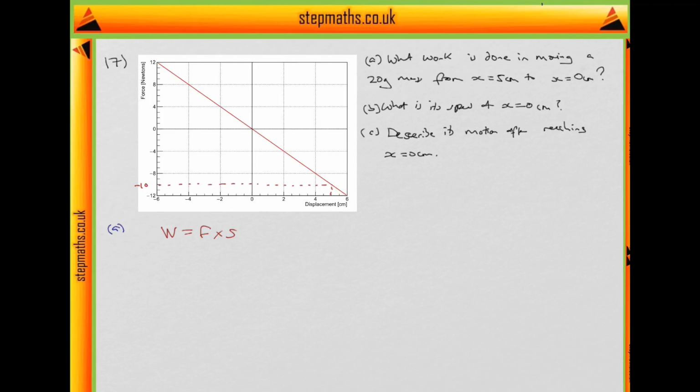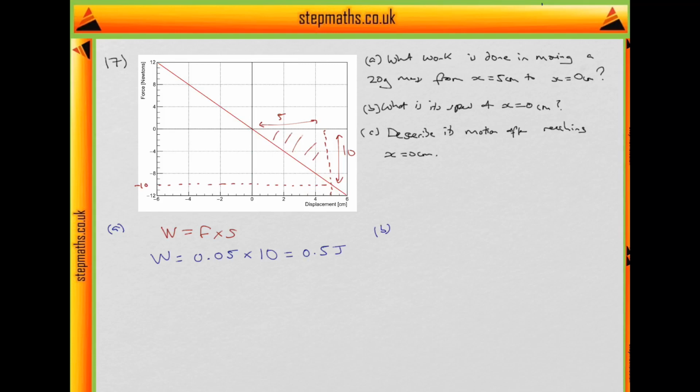So we see we have a triangle here of width 5 and height 10. What we have to be careful about, as we've been working out this work done, is that we've been given the displacement in centimetres. So the work done is actually equal to 1/2 times 0.05, so it's 5 centimetres, so 0.05 metres, times the force, which is 10 newtons. And that comes out as 0.5 joules.